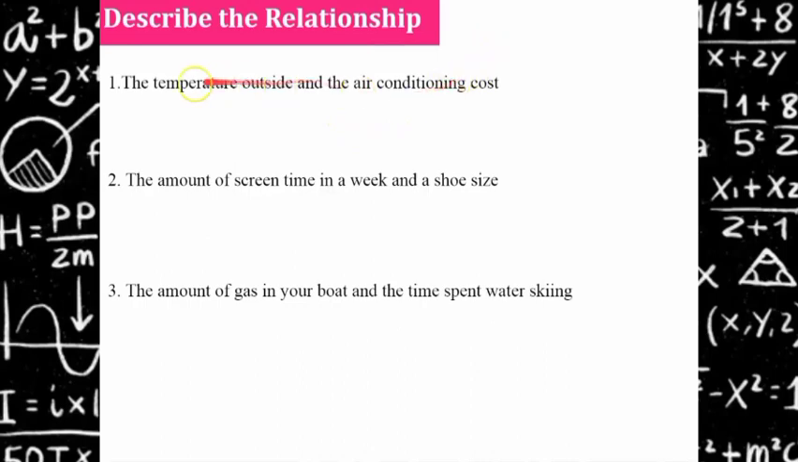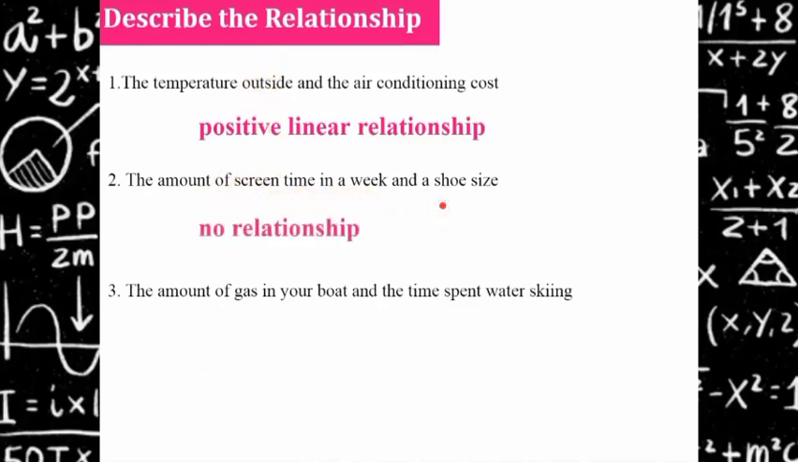Welcome back. So the temperature outside and the air conditioning cost would model a positive linear relationship. As the temperature outside increases, the cost of air conditioning would be increasing. The amount of screen time in a week and your shoe size: no relationship. The amount of screen time people have in a week has no correlation to the size shoe that they wear.